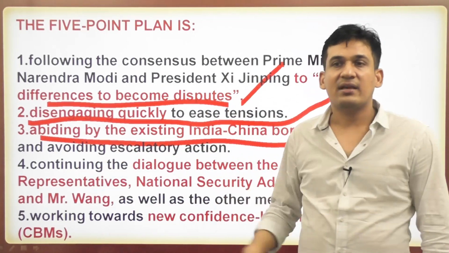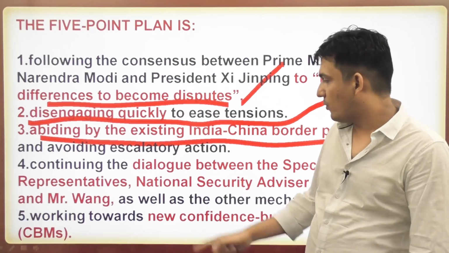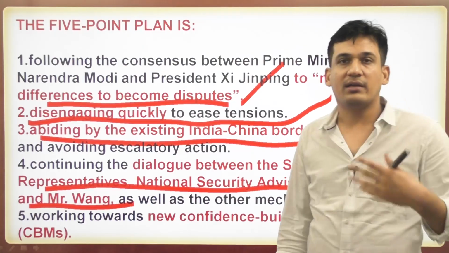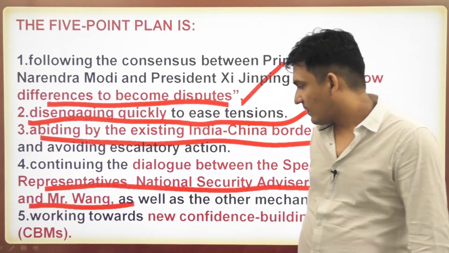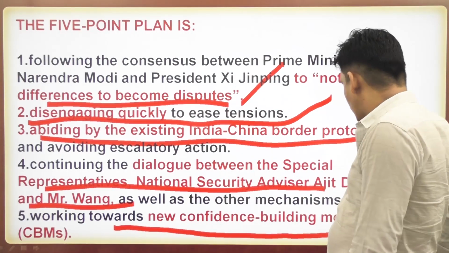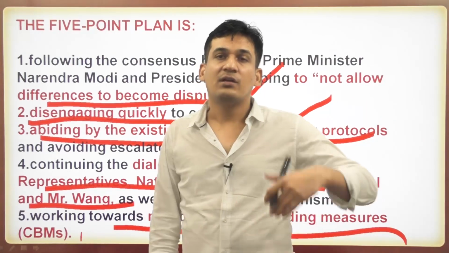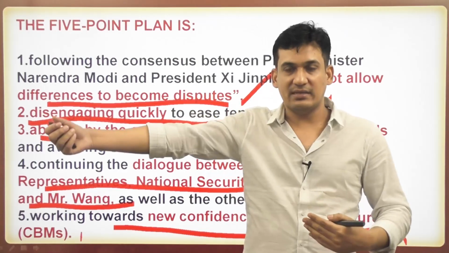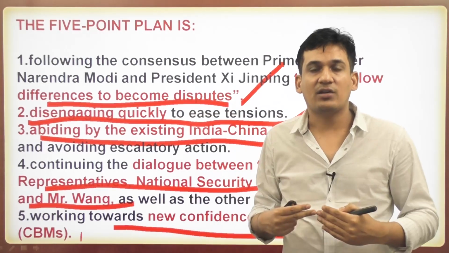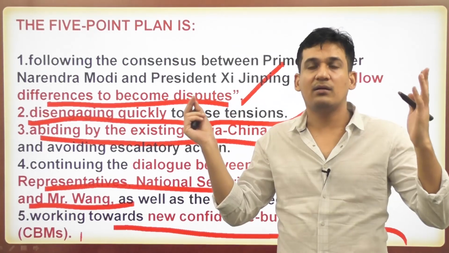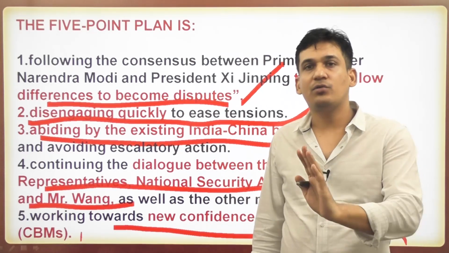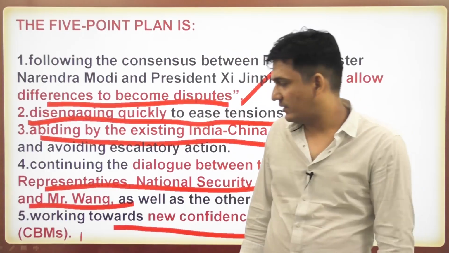So India's NSA and their special representative, Mr. Wang, they should be regularly talking, discussing things. And last, working towards new confidence building measures. We should come up with new such measures which give confidence to India as well as to the Chinese that things are not going to blow out of proportion. The situation will continue to be in this state of peace and tranquility.